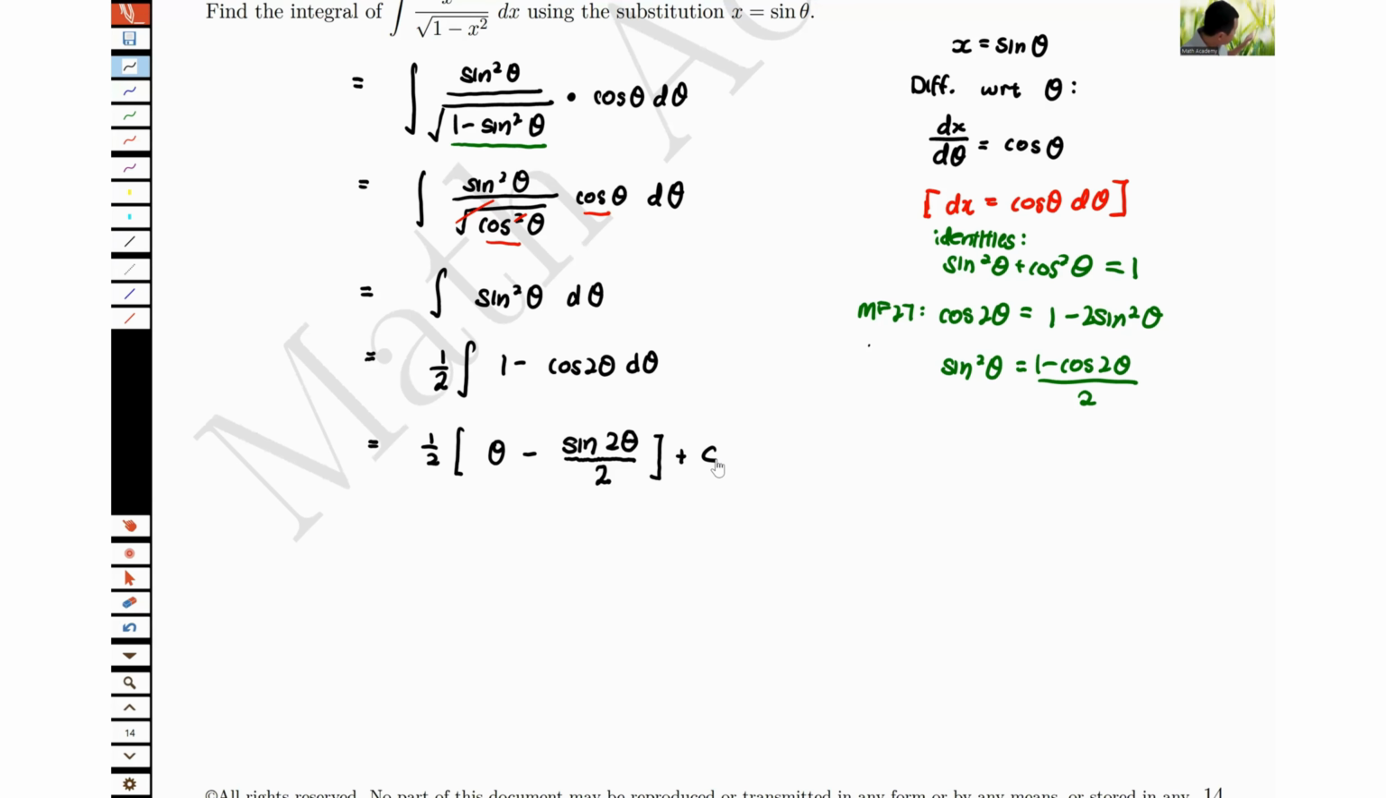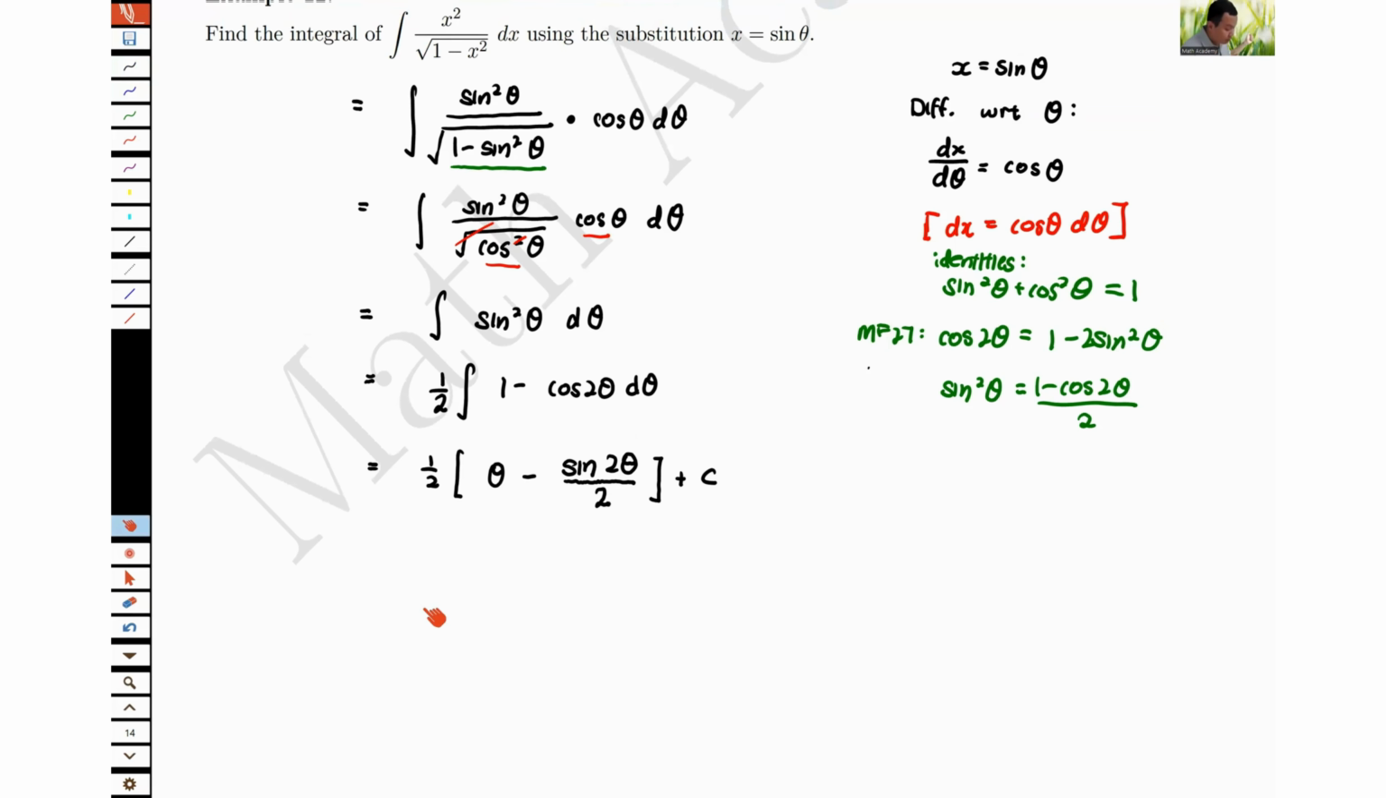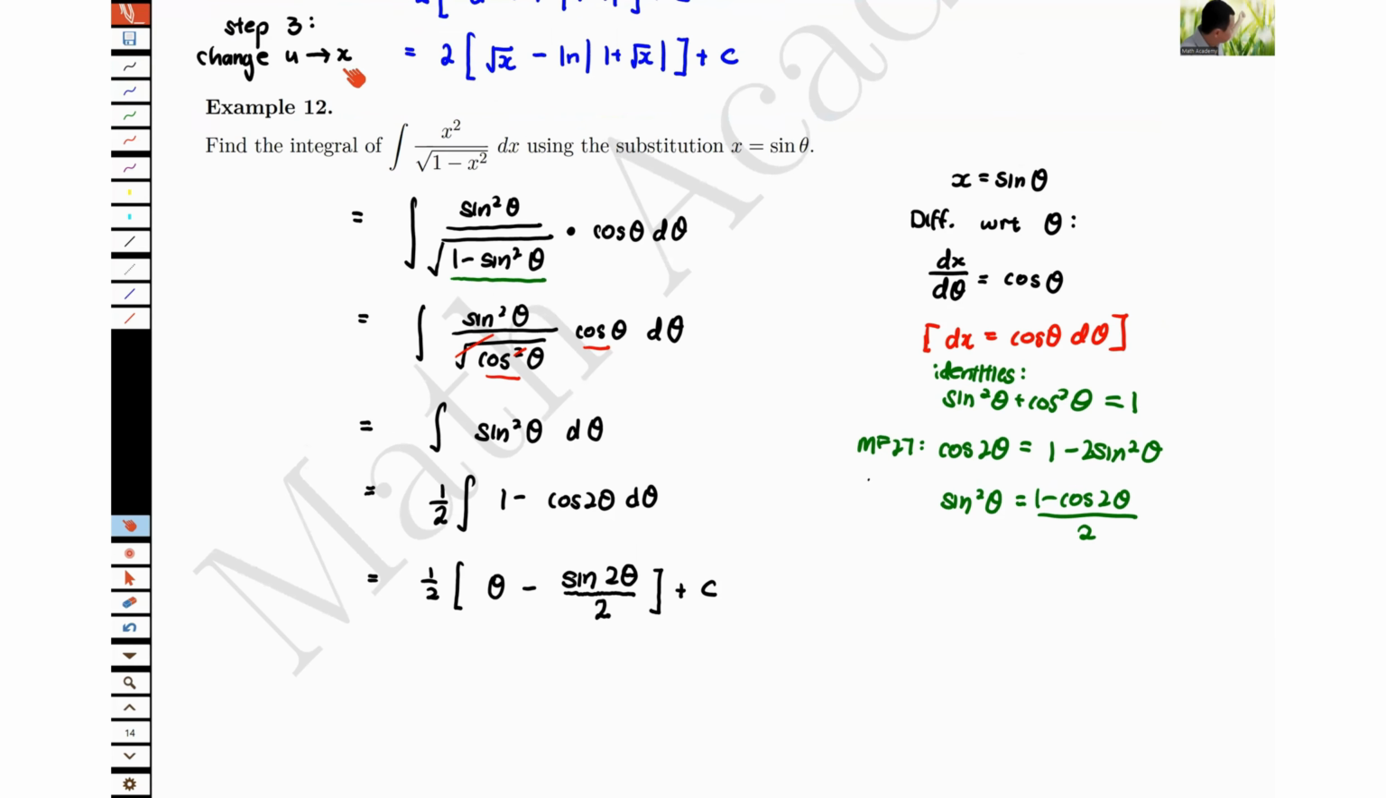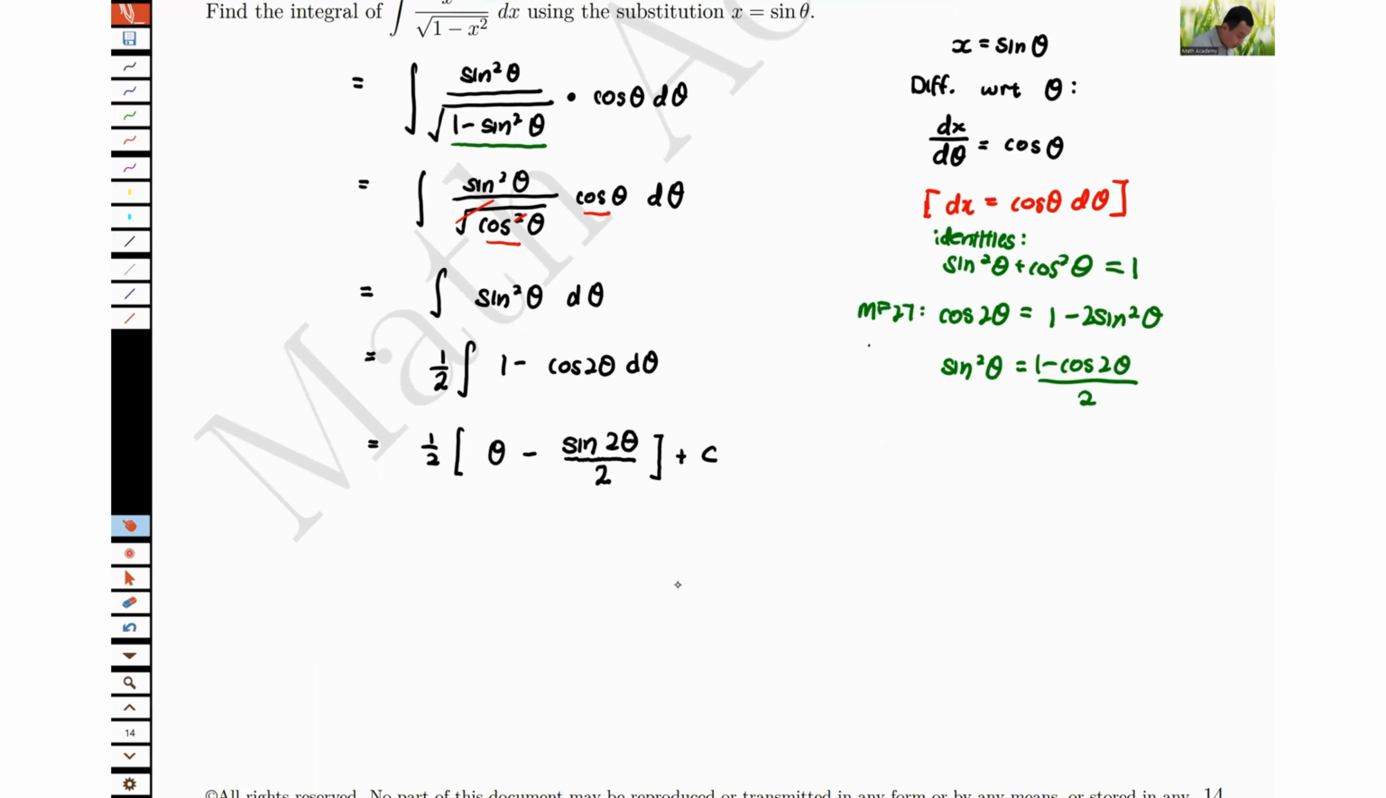We have done the integration. What is the last step? Last step is to change all the u back into an x. So in this case, is to change theta back into x. So how to change that? The first term is straightforward. Theta, you don't have a choice. If x is sine theta, then what is theta? Theta would be sine inverse x. We move the inverse trigo over to the other side. So here I get sine inverse x.